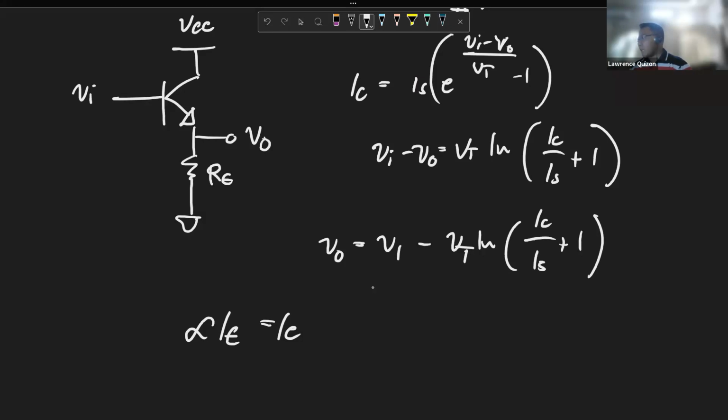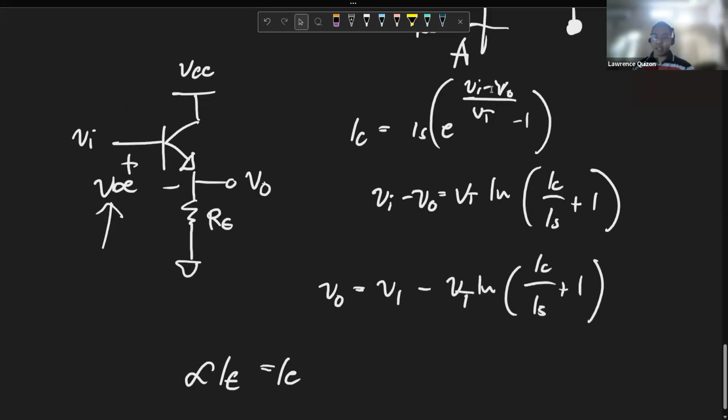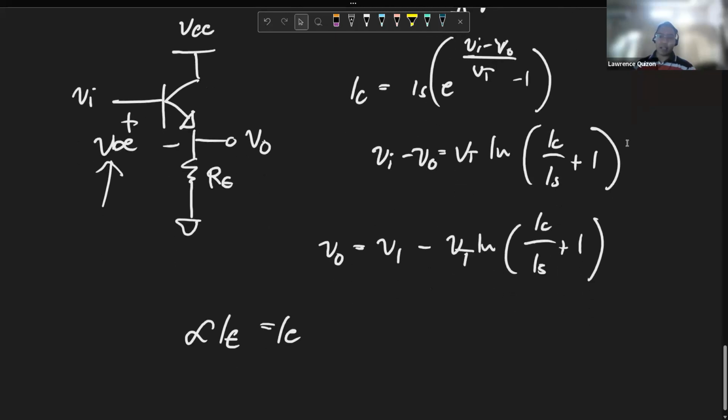Bakit naging V in minus V out yung VBE sa equation? Because this is your VBE, no? So V in minus V out is VBE, right? That's where we get it from, no? So actually in the slides, VBE nga yung ginamit niya, hindi V in minus V out, but I went straight ahead, no?